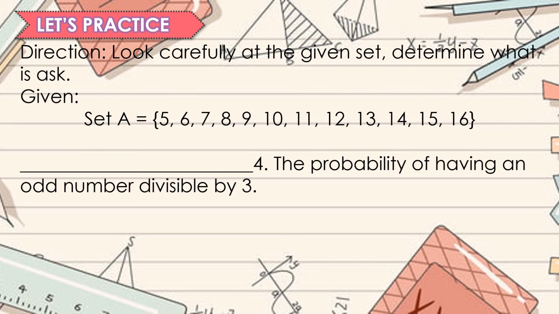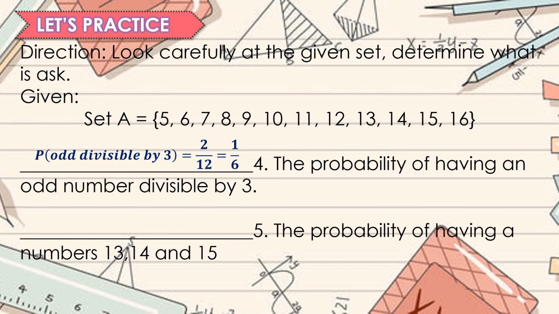Number 4, what is the probability of having an odd number divisible by 3? These are the odd numbers, 5, 7, 9, 11, 13, and 15. But in these odd numbers, the numbers that are divisible by 3 are 9 and 15. Therefore, our probability is equal to 2 over 12 or 1 over 6. For number 5, what is the probability of having the numbers 13, 14, and 15? So having a 13 has a probability of 1 over 12. Same with 14 and 15. Adding these probabilities, we have 3 over 12 or 1/4.